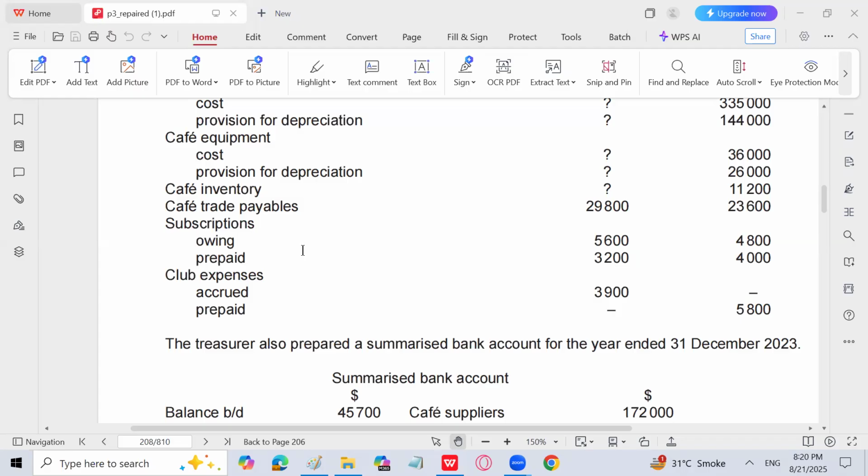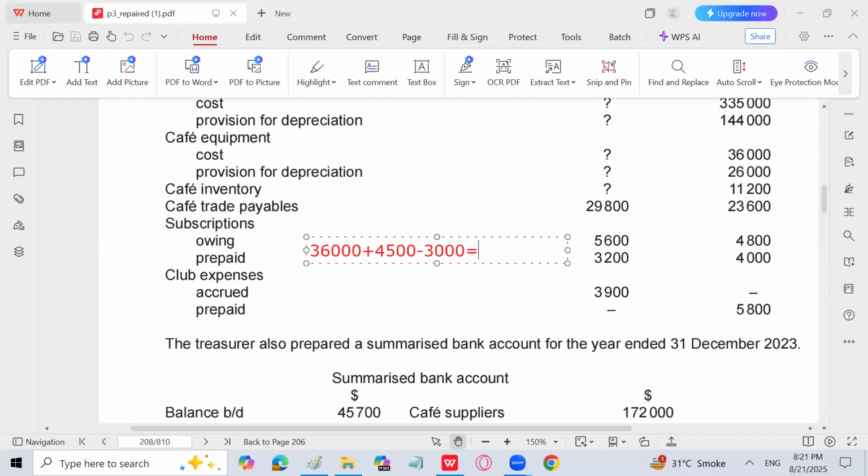So first of all, let's calculate the cost. The cost is 36,000 of cafe equipment plus 4,500, which we have purchased new cafe equipment as a cost, minus 3,000, because 3,000 of cafe equipment has been lost because it is damaged, so it is of no use.